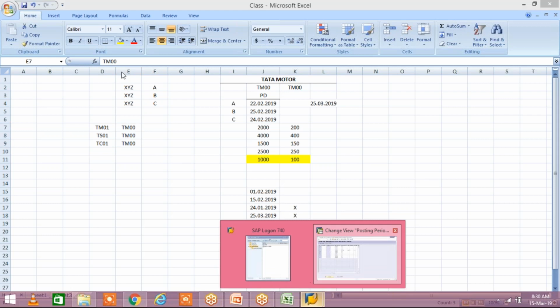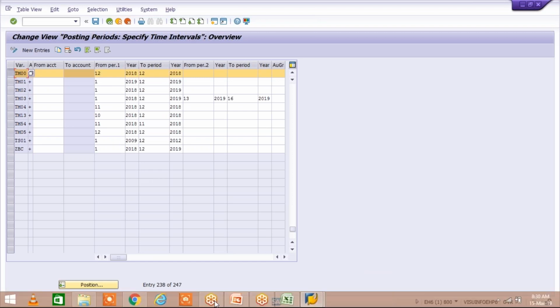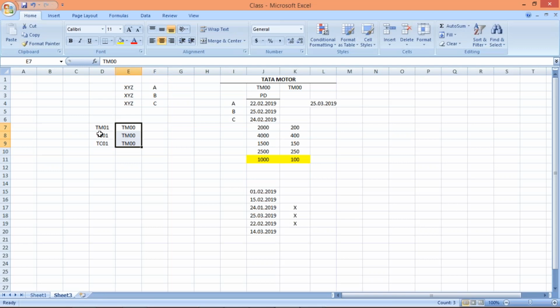a period, let's suppose the 12th period, it means March month. If you open March month against TM00, what is happening? This March month is open for Tata Motors also, Tata Steel also, and Tata Chemical also, because all are Indian companies and every unit is going to follow the April to March concept itself, right?